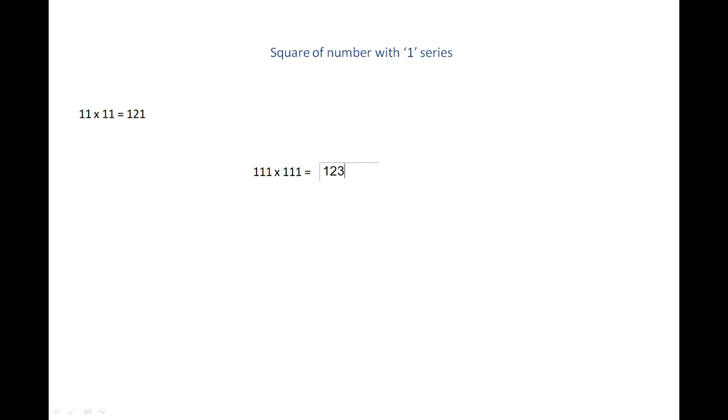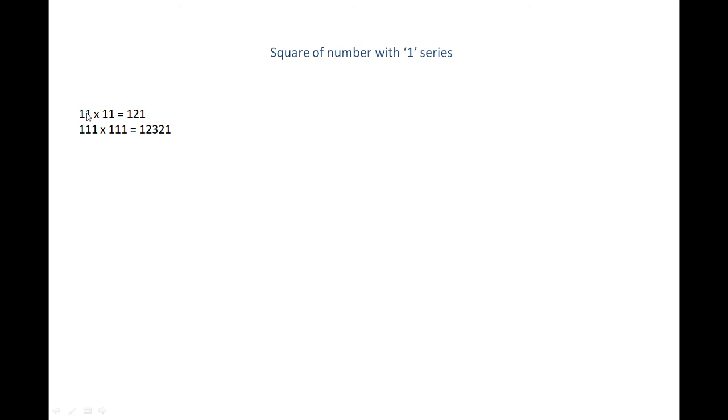We have written till 3 because the number we are considering has 3 ones in it. Now we will start writing down till 1. This would be the answer of 111 square. Now let us look at the other number.